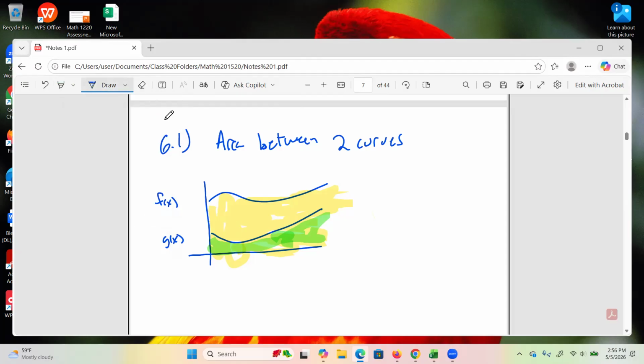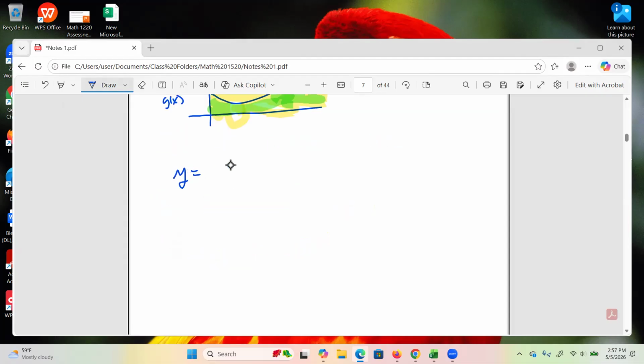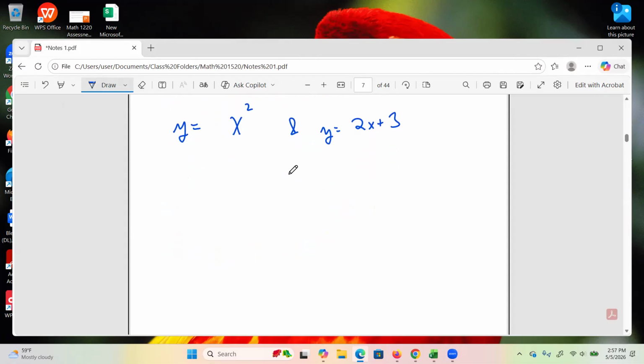Let's do a little bit of an example. What if I want to figure out the area between the two curves y equals f of x, or y equals x squared, and y equals 2x plus 3? The first step in a lot of these problems is simply to graph the two functions. We're not going to ask you to graph a lot of functions, but you should go back and remember how to graph polynomials, certainly lines, rational functions, logarithms and exponentials, and especially trig functions.